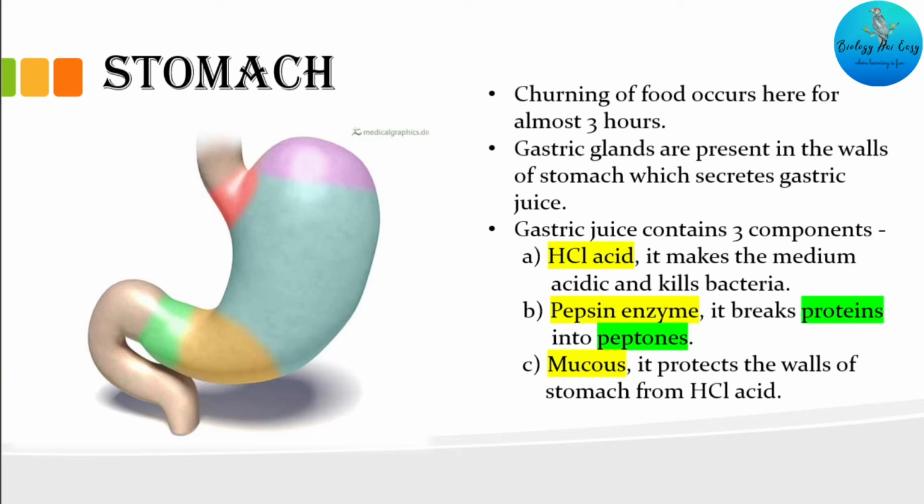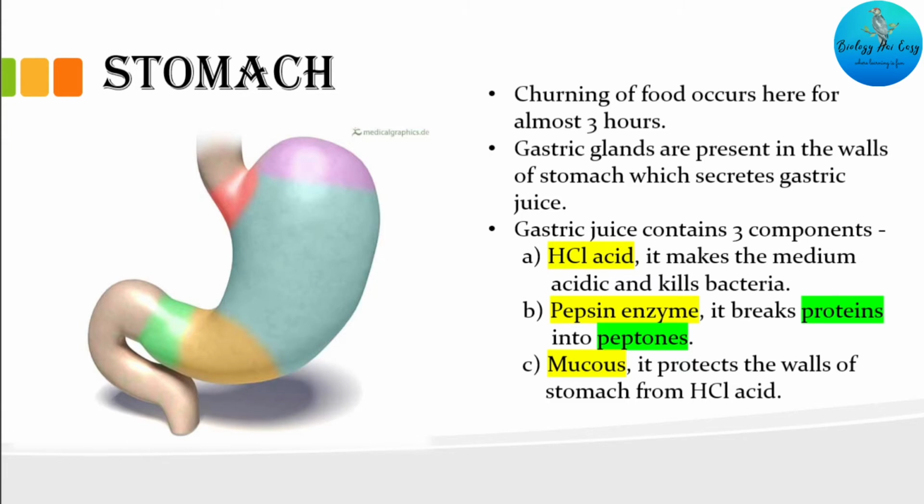The food is churned in the stomach for about 3 hours. During this time, the food breaks down into still smaller pieces and forms a semi-solid paste. The glands present in the walls of the stomach secrete gastric juice. The gastric juice contains 3 substances: hydrochloric acid, pepsin, and mucus. Due to the presence of hydrochloric acid, the gastric juice is acidic in nature. In the acidic medium, the enzyme pepsin begins the digestion of proteins into peptones. The protein digesting enzyme pepsin is active only in an acidic medium.